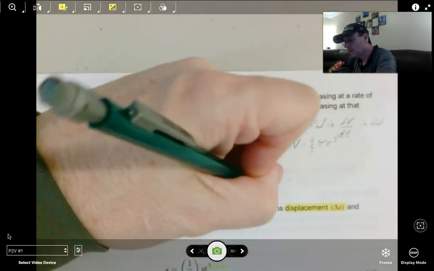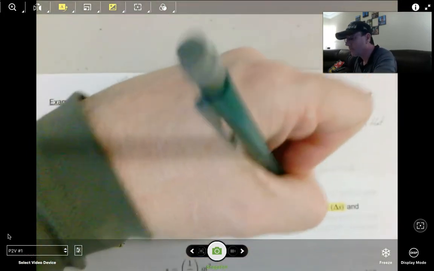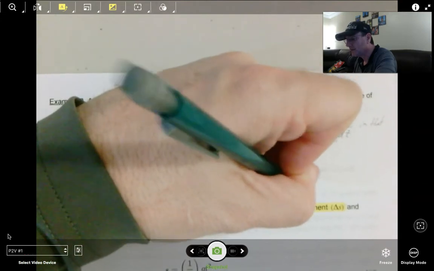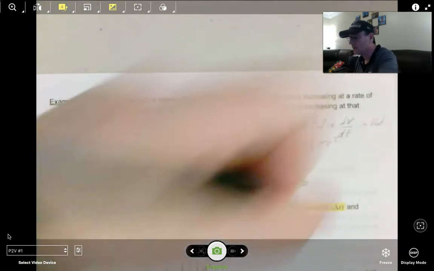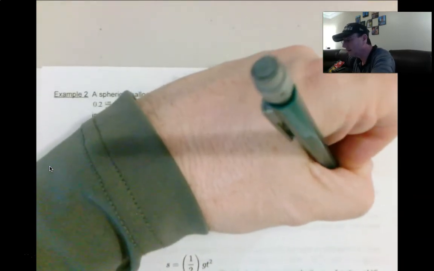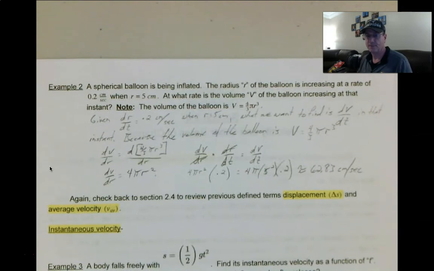Or 4 pi times 5 squared times 0.2. And when we pull out our calculator and do that arithmetic, we get 62.83 centimeters per second. And that's how much the volume is changing when the radius is 5 centimeters. Okay, example 3.